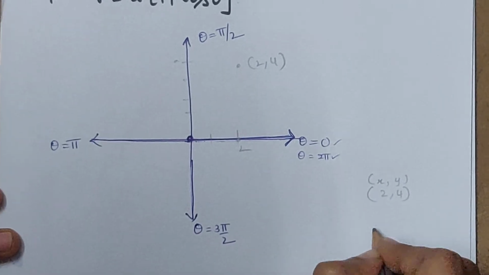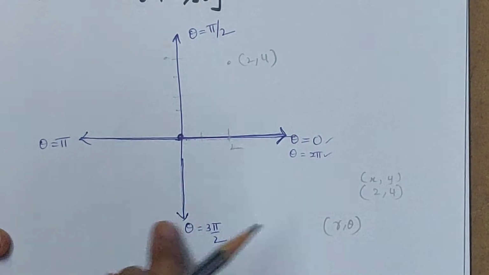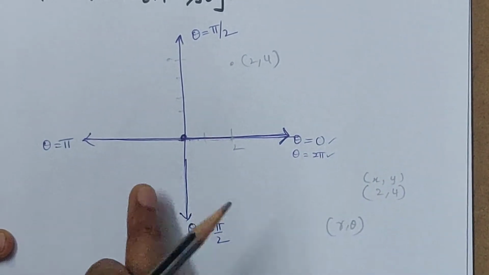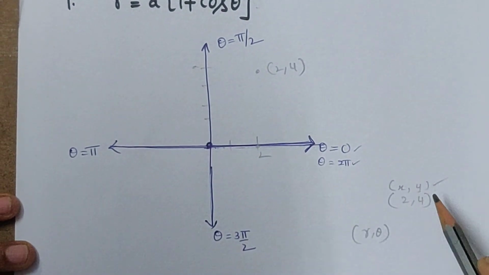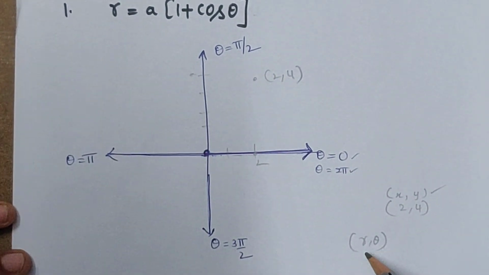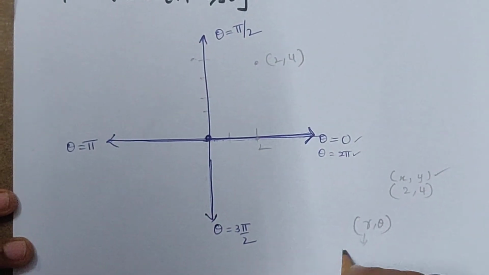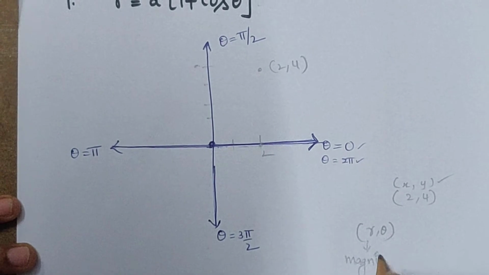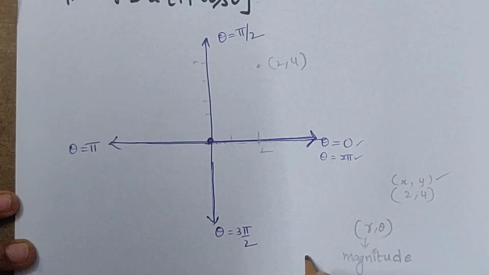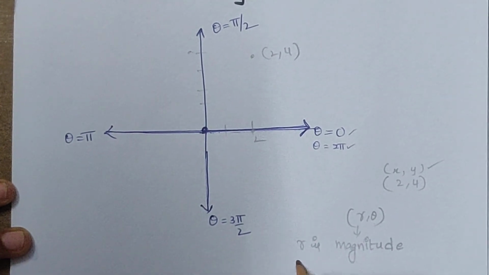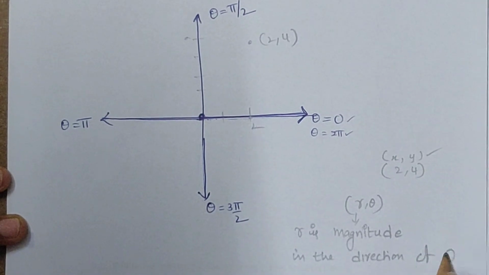This is the way we place points on the Cartesian plane. Now, we observe how to place r, theta. Now, we are observing this as the polar plane. How do we plot points? Cartesian means x, y. Polar means the variables are r and theta. r means magnitude. r is the magnitude in the direction of theta.